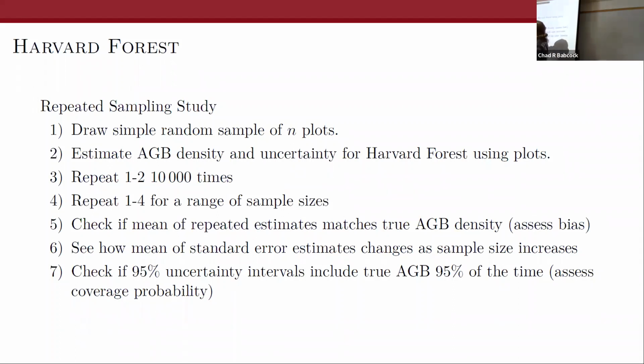But then I'm going to do this for a range of sample sizes. And then we can use all of this wonderful simulated sampling to assess bias, so see if on average we're estimating the true value, or if on average we're estimating too high or too low. Hopefully we're estimating the true value. Then we can see how the mean of the standard errors changes as we increase sample size, so you can see the relationship between sample size and uncertainty. And we can also check if my 95% uncertainty intervals actually contain the true value 95% of the time.